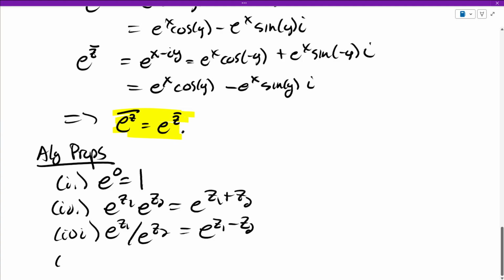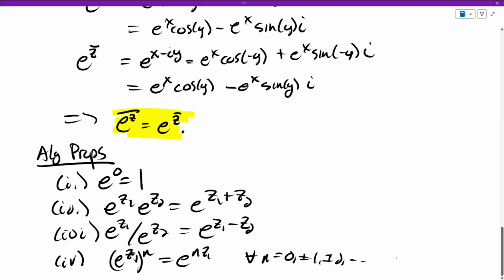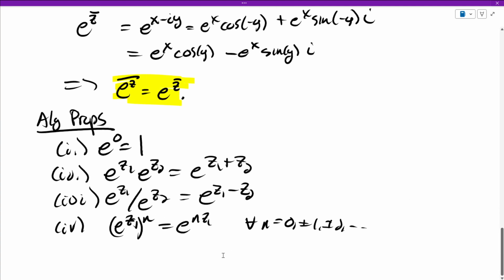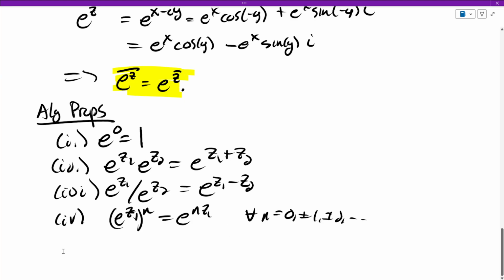And if we were to raise e to the z1 to a natural number n, we get e to the n z1, for all n equal to 0, plus or minus 1, plus or minus 2, and so on. So, we're not going to go through these. My point is just to remind you that the normal rules for exponents hold.